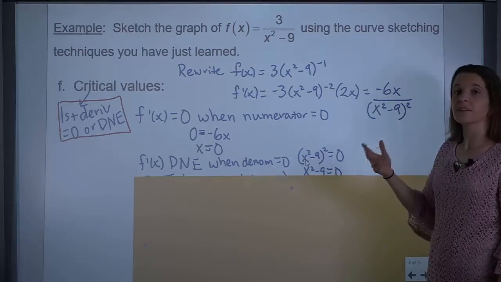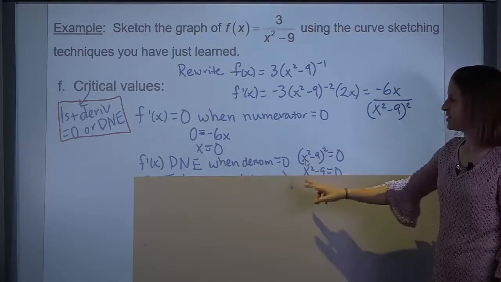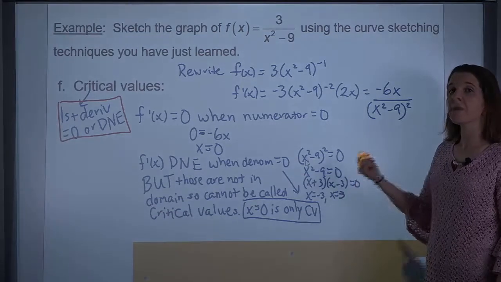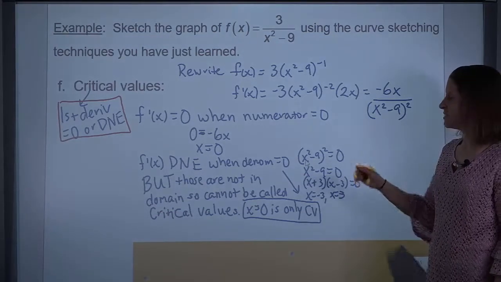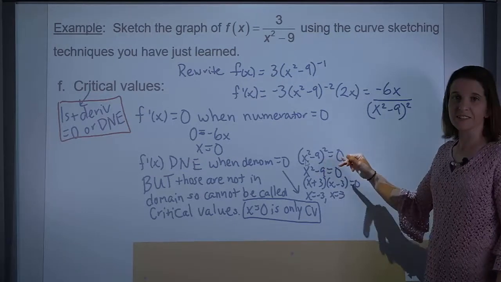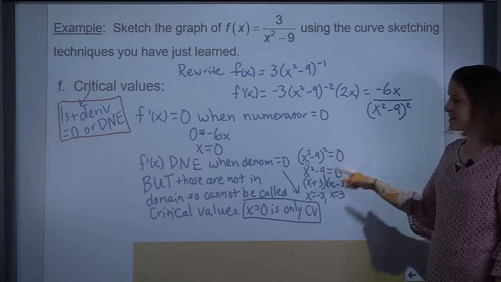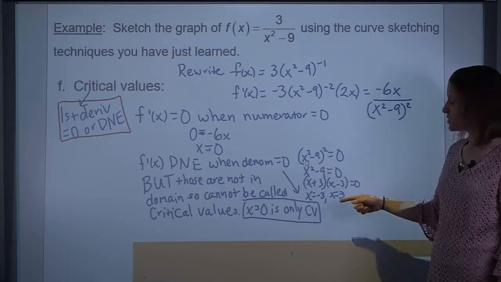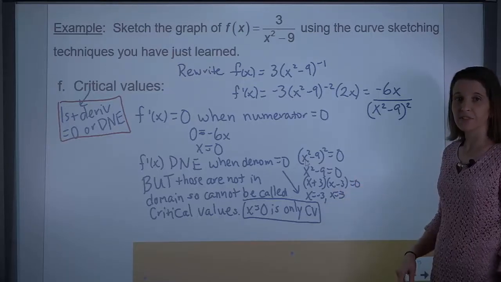Then we look for the does not exist kind of critical values. So the derivative does not exist when its bottom is 0, right? When its denominator is 0. Well, its denominator is 0. I can square root both sides, and then it just gets back down to that same x squared minus 9. So it's a difference of squares, and it happens at negative 3 and 3.